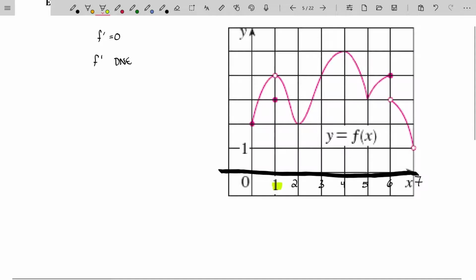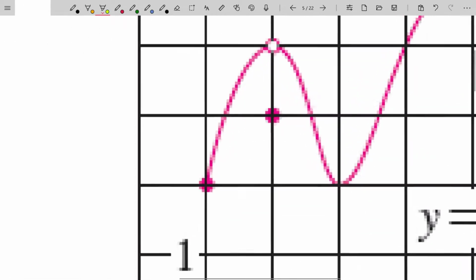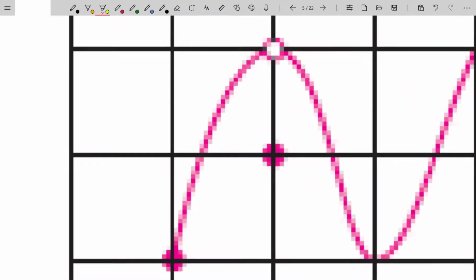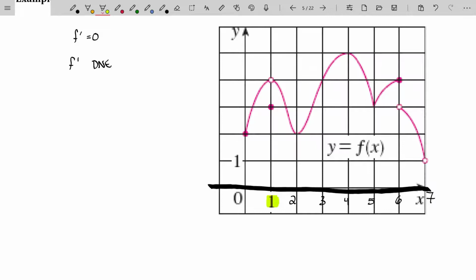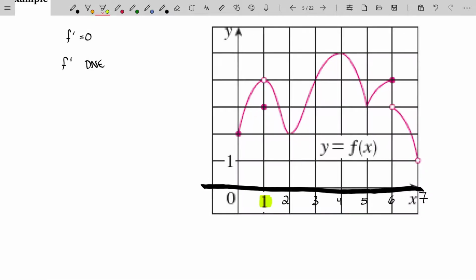So for example, 1's a critical number. Why? Because the derivative at 1 does not exist because it has a jump discontinuity. F prime at 1 does not exist. Remember, derivatives don't exist when you have a discontinuity. Okay. Specifically, if your function is differentiable at a, it's continuous at a. There you go. So let's see, where else do we have the derivative either being 0 or not exist?